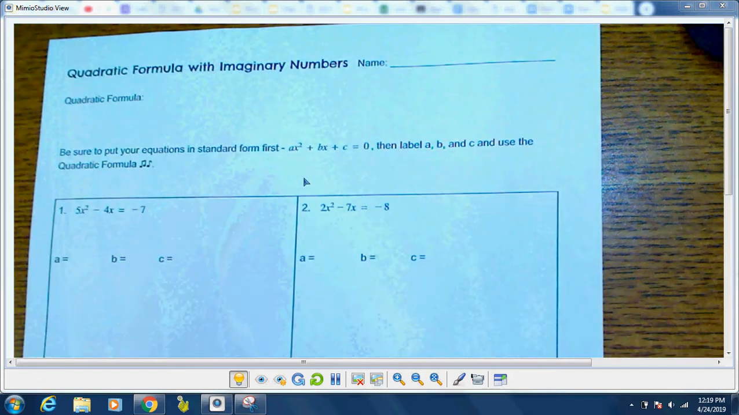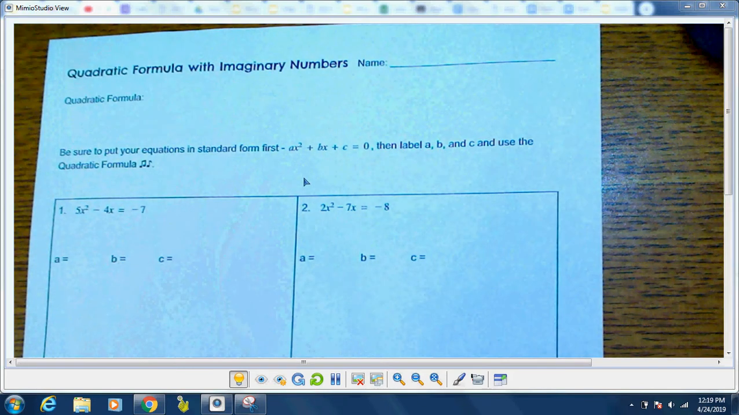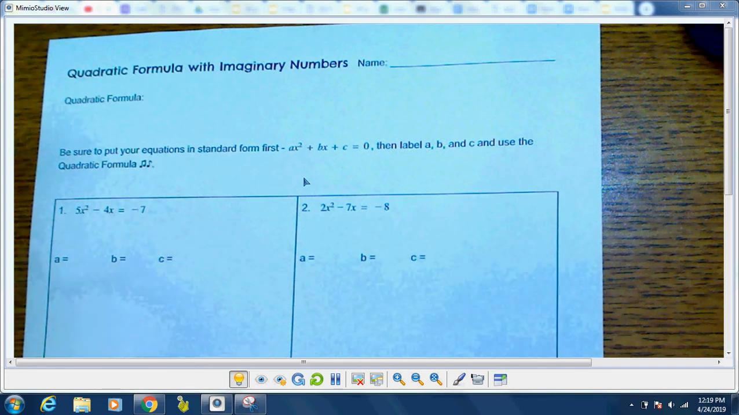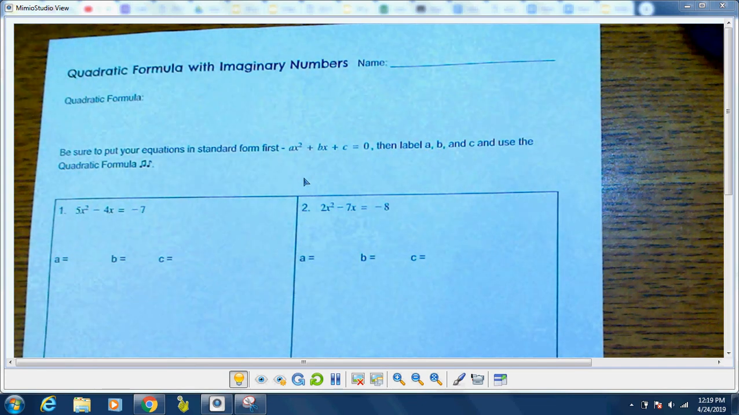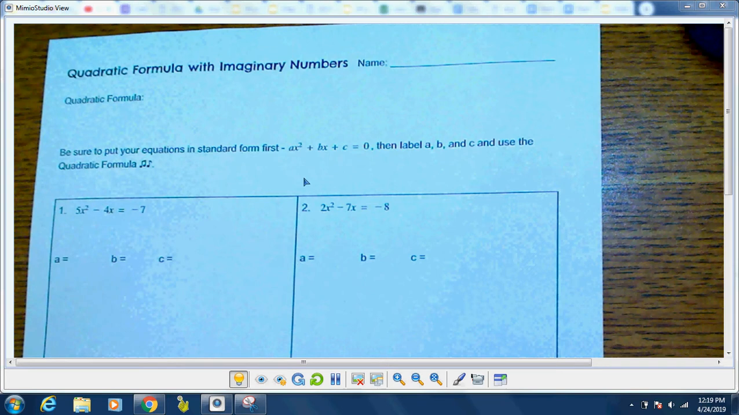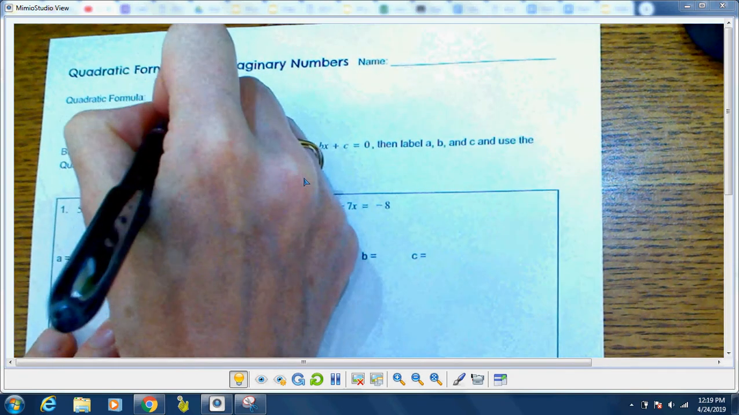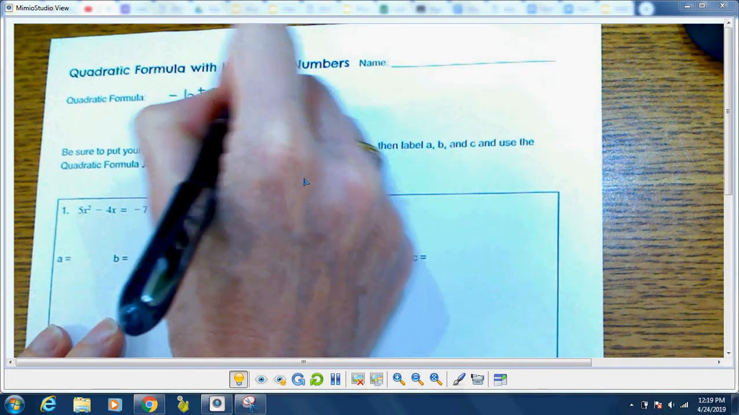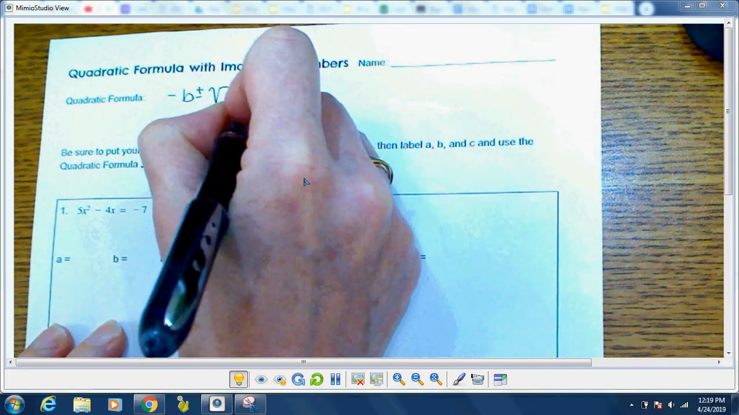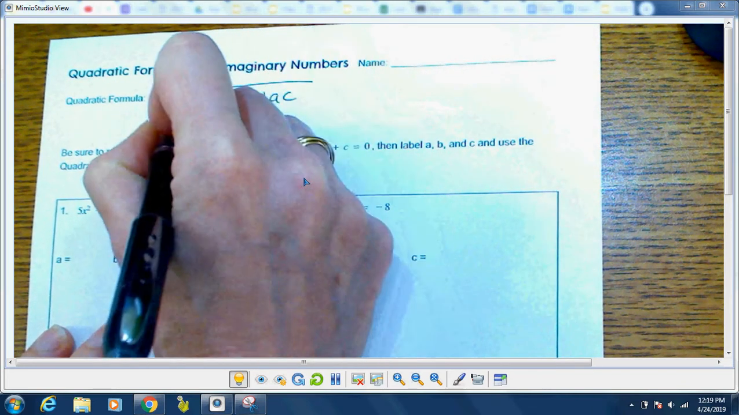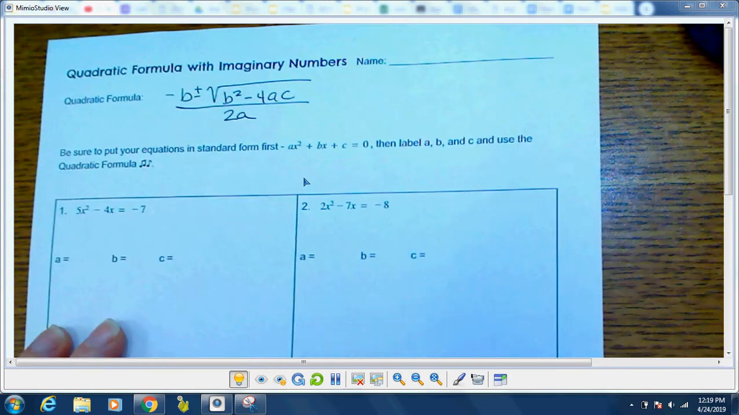All right, so hopefully you got the other worksheet done, and now I want you to work on quadratic formula with imaginary numbers. So I'm going to walk you through the first example, and hopefully that will be enough. So the first thing is we need to write out the quadratic formula. And I know you guys probably know it, but it's super important just to make sure for accuracy's sake that you write it out every time.